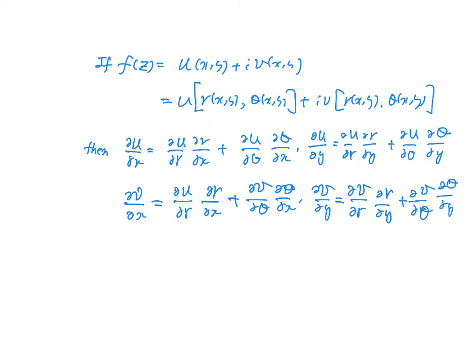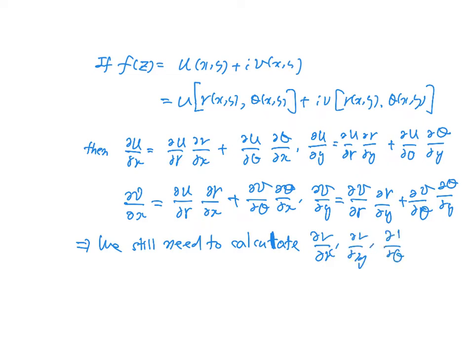So we still need to calculate partial r over partial x, partial r over partial y, partial θ over partial x, and partial θ over partial y. So all you need is to calculate the four derivatives, which is not very difficult, right?